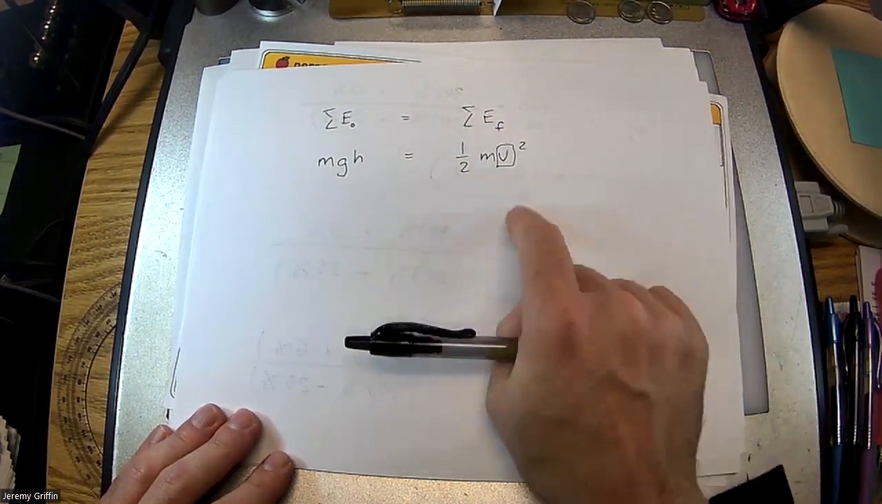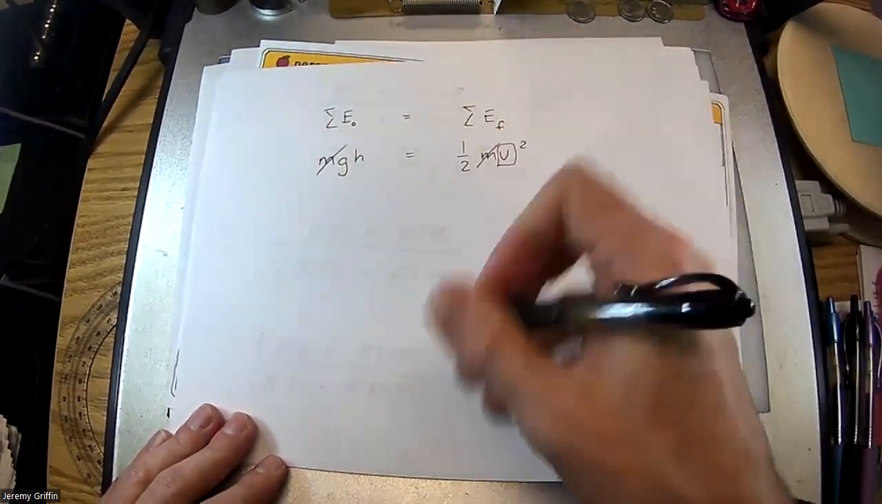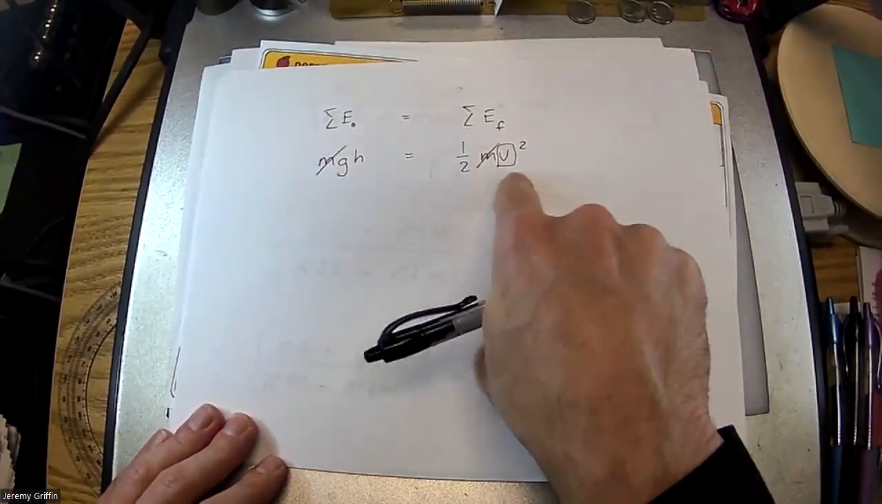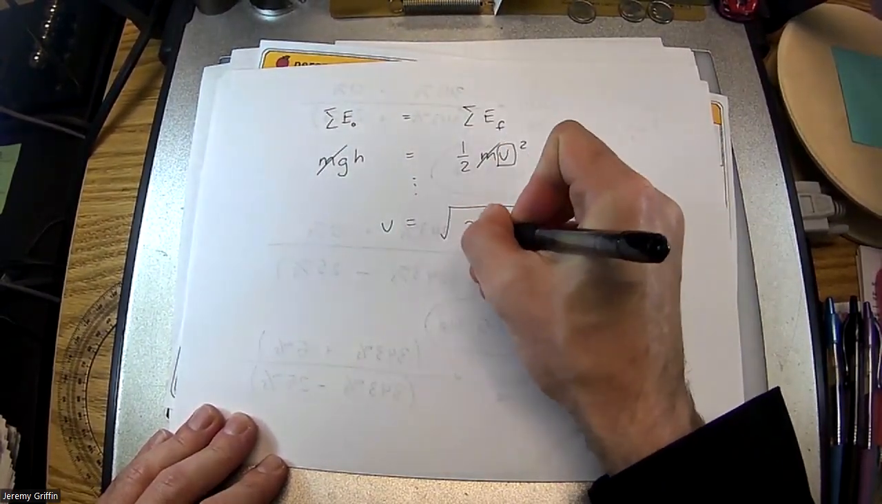Solve for that. Oh, I never gave you the mass of the car. Oops. Wait, no, it goes away anyway. Solve for v: times 2, square root. The speed of the car is the square root of 2gh.